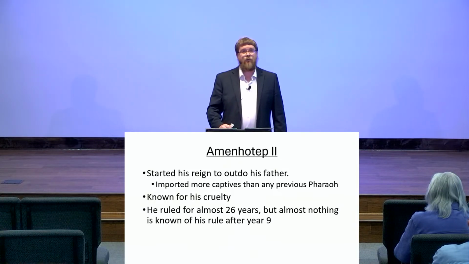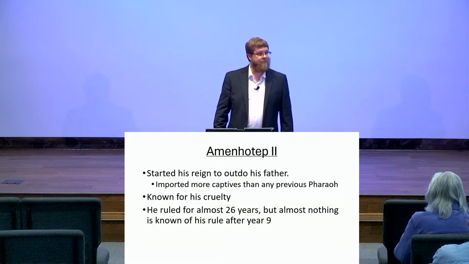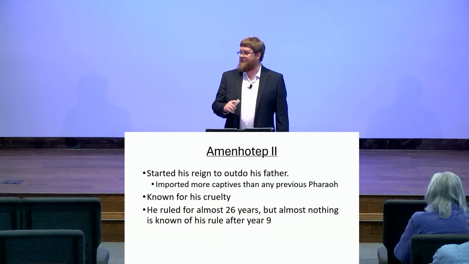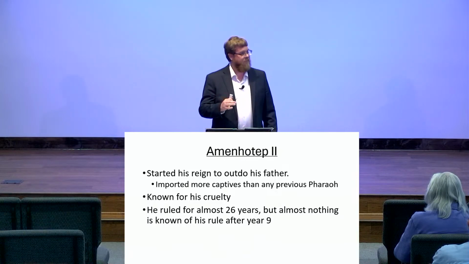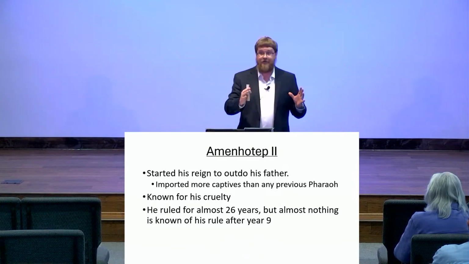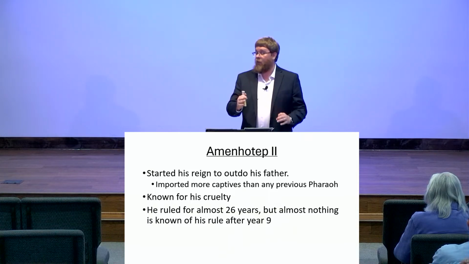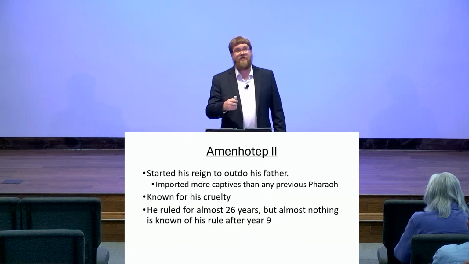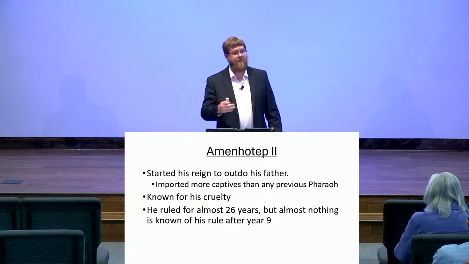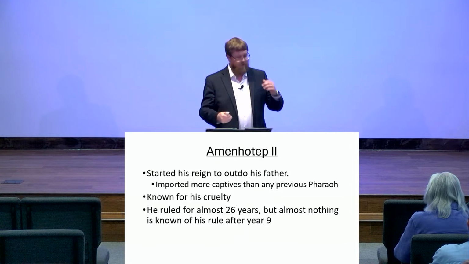Amenhotep II ruled for 26 years, but all of the history we have of his rule stops at year 9. We have great knowledge of years 1 through 9. We have very little knowledge of years 10 through 26. Why? What happened?